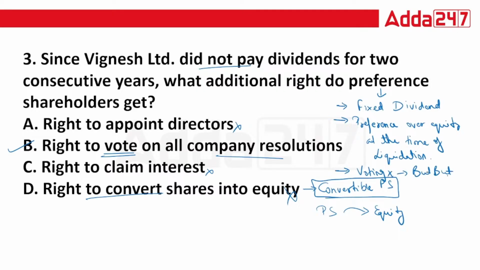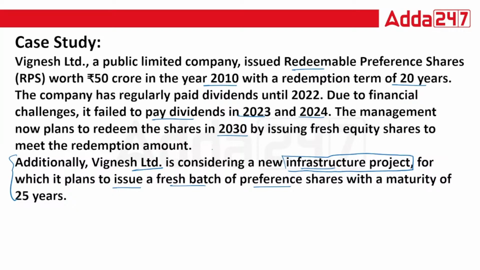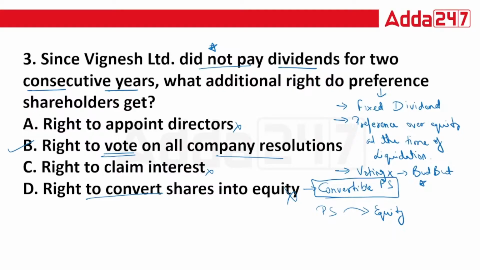But there is one condition. That condition is given in this question. That if the company did not pay dividends for 2 consecutive years, continuously we need to see. As you can see in the question here also, the company failed to pay dividends in 23 and 24. You can read it in the fourth line. Everyone, make sure the company failed to pay dividend in 23 and 24, 2 consecutive years. So here the preference shareholders get the right to vote on all company resolutions. So the correct answer is answer B.